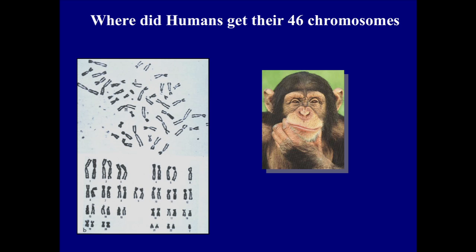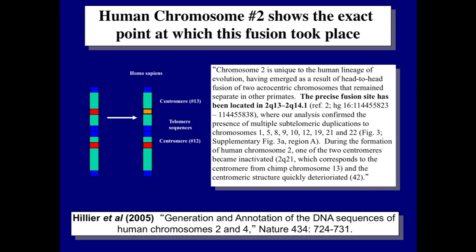Where did humans get their 46 chromosomes? We can see that a fusion between chromosome 13 and chromosome 12 in chimpanzees, which have 48 chromosomes, might result in the fused chromosome 2 that we see in humans. Human chromosome 2 shows the exact point at which that fusion took place between centromere 13 and centromere 12 in chimpanzees.